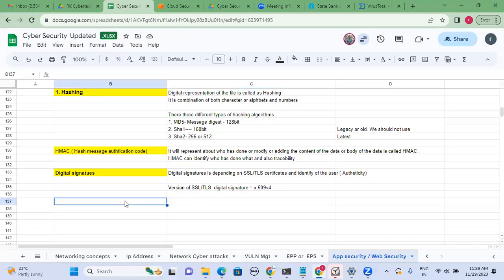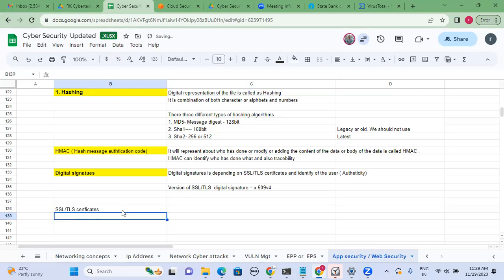So that is about overall integrity. Based on these three parameters, integrity can be added, deleted or modified, and we can identify who has done what also. Okay. So that is about the overall integrity part. Now we can discuss SSL/TLS certificates.